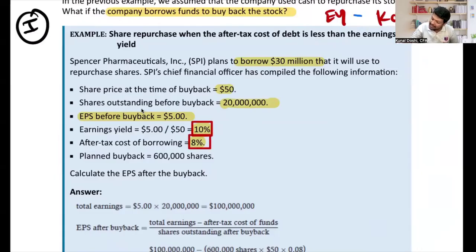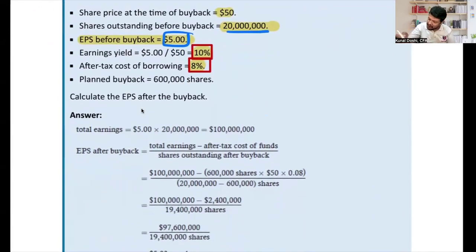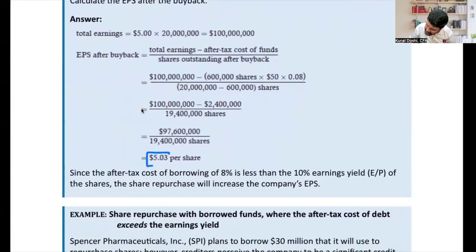So if my earnings yield is greater, then after the buyback, what will happen to my EPS, guys? Will my EPS increase or decrease? Before the buyback, the EPS was 5. Because I'm going to buy back and my earnings yield is higher than the cost of debt, definitely after the buyback my EPS will increase. It has become 5.03.